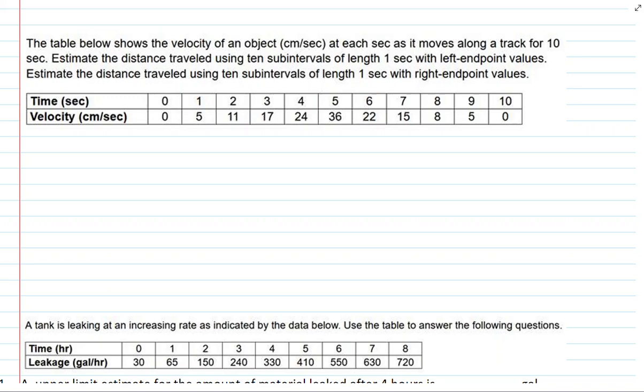So okay, here we go. This is easy stuff. The table shows the velocity of an object, in centimeters per second, at each second as it moves along a track for 10 seconds. Estimate the distance traveled using 10 sub-intervals of length 1 second, first with the left end, and then the distance with the right end. So on the left end, we omit the 10. And on the right end, we omit the 0. Well, the distances are going to be the same, because both endpoints are 0. It's a halt. They stopped.